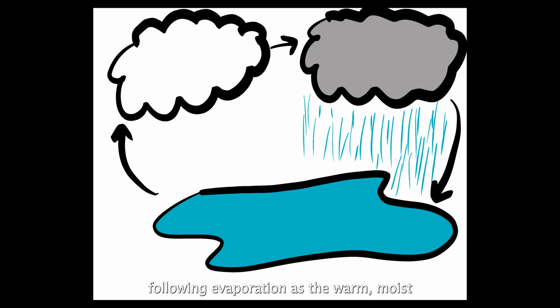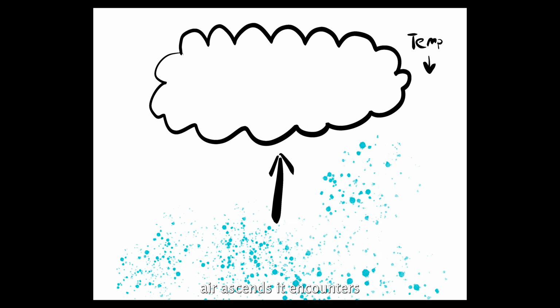Following evaporation, as the warm, moist air ascends, it encounters cooler temperatures high in the atmosphere. When the air cools to its dew point, or the temperature at which it becomes saturated, condensation happens. Water vapor molecules attach to the tiny particles referred to as condensation nuclei, forming tiny water droplets. As more water vapor condenses, these droplets cluster together, creating clouds in the sky.